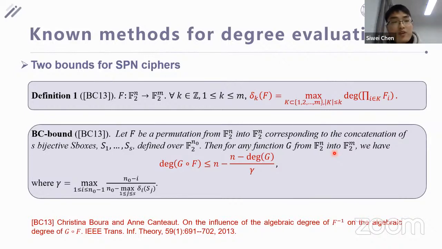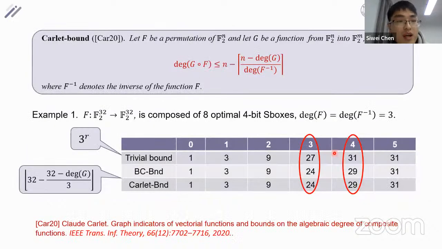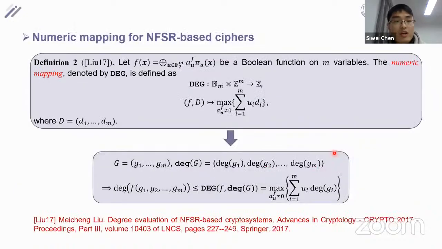There are 4 effective methods for degree evaluation. First, for the SPN ciphers, there are 2 formula-based bounds. One is proposed by Boura and Canteaut. We call it the BC bound. Another one is proposed by Carlet. We call it the Carlet bound. This example shows the effectiveness of the 2 bounds. For NFSR-based ciphers, Liu proposed a method called numeric mapping, and especially for Trivium-like ciphers, an efficient algorithm was given in this paper.